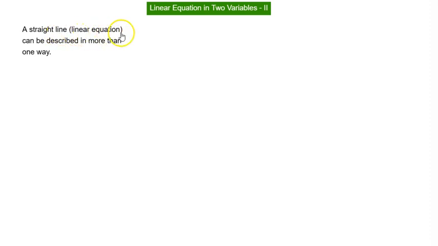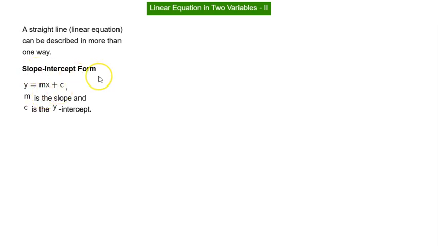Let us look at linear equations in two variables a little bit more. Now, a straight line, that is a linear equation, can be described in more than one way. One of them we have already seen, that is y is equal to mx plus c. This is called the slope intercept form, where m is the slope and c is the y-intercept.